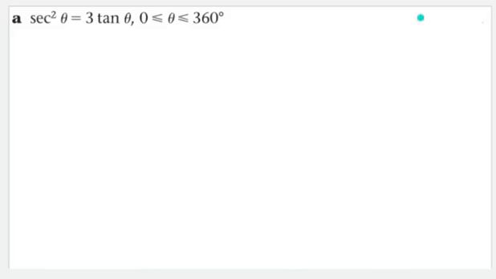Tan squared x plus 1 equals sec squared x. Yes. So 1 plus tan squared theta is identical to sec squared theta. And why is that useful here? Well, with this equation, we can now change this sec squared theta to 1 plus tan squared theta, and that is equal to 3 tan theta, as per the question.